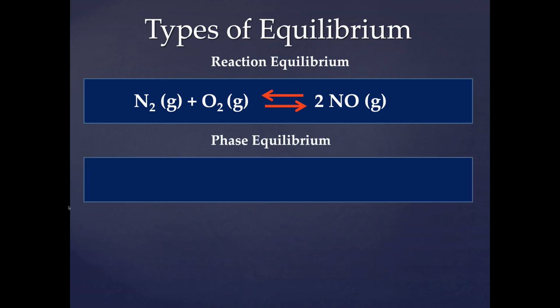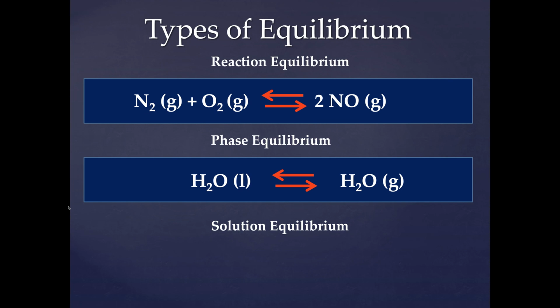Phase equilibrium is when there's an equilibrium between phases. For example, if water boils, it begins to condense. And eventually, if you keep this in a closed system, the rate of boiling and the rate of condensing will equal each other. For every molecule of liquid that turns into a gas, another molecule of gas turns back into a liquid. That's phase equilibrium. Third, we have solution equilibrium.